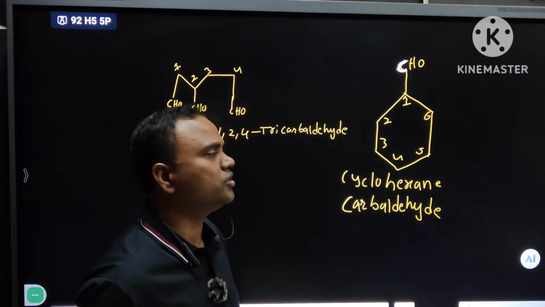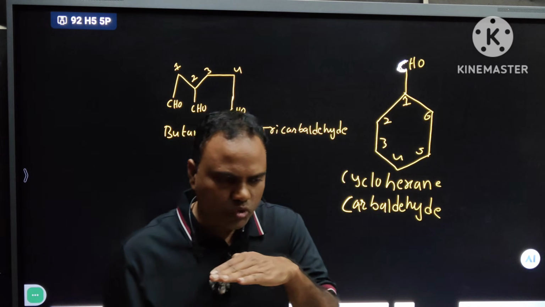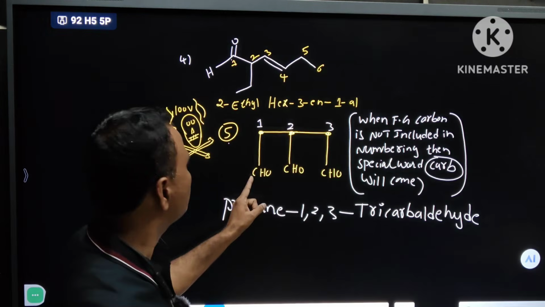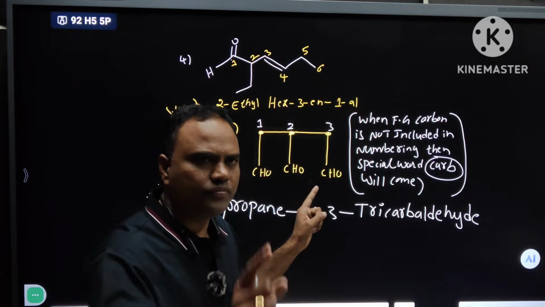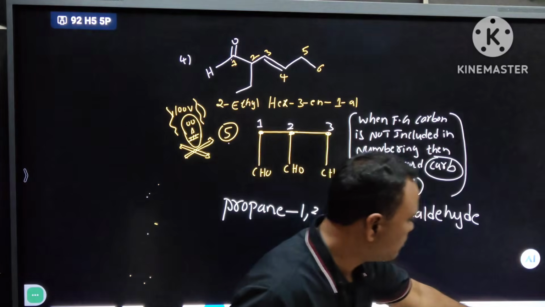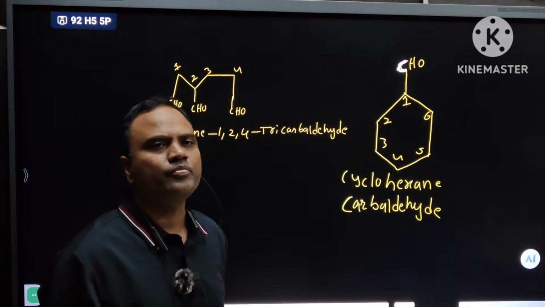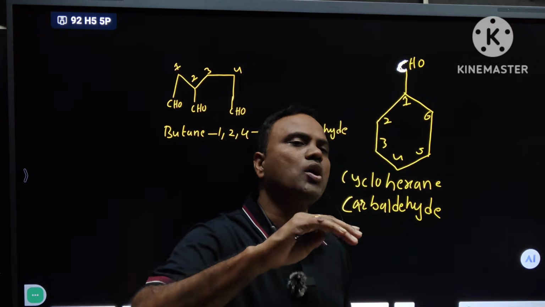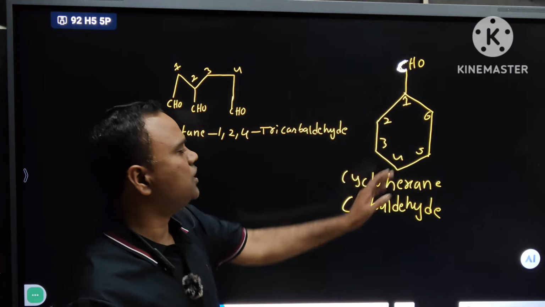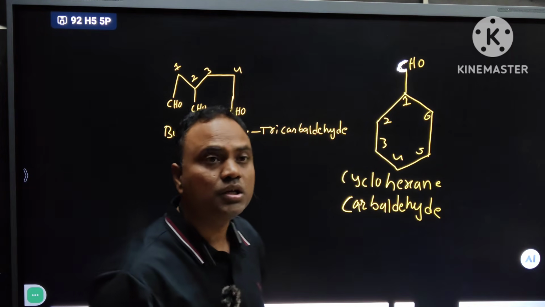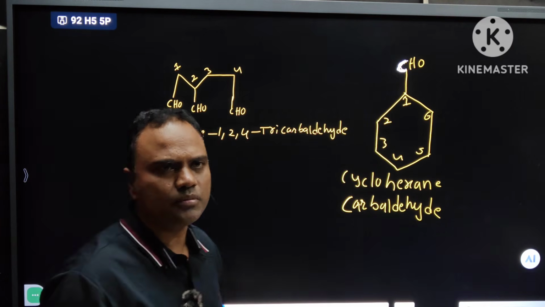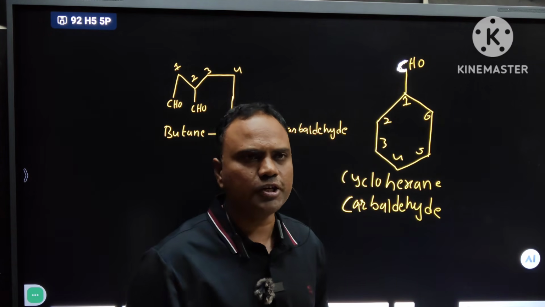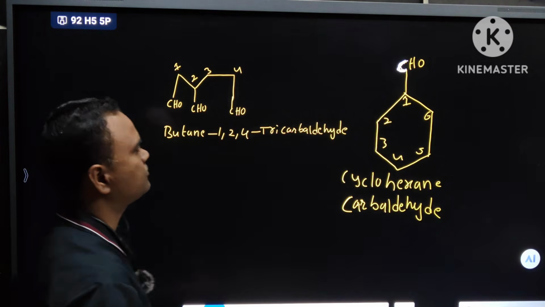In 2 cases we use carb. When the functional group is not included in the numbering, like this, you didn't start numbering from the functional group carbon. What is the other case? When the functional group carbon is not present in the ring, if it is out of the ring, then also we use the special word carbaldehyde. Got it? Okay? Right.